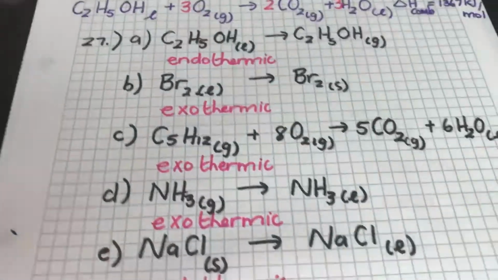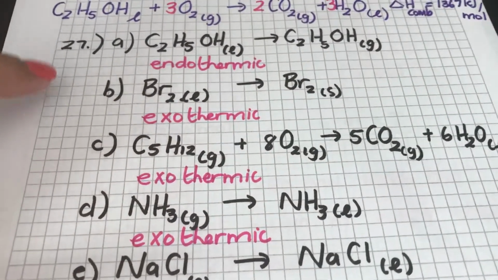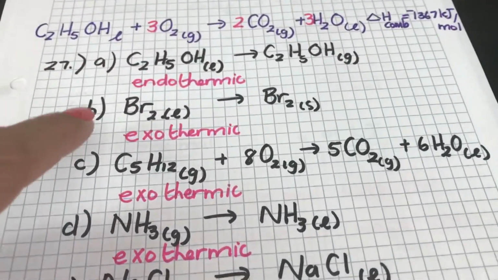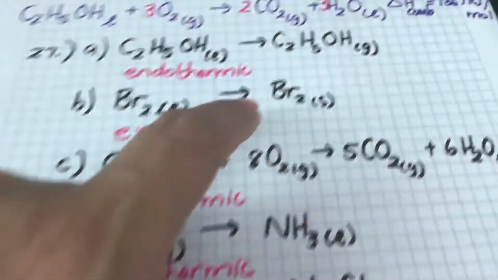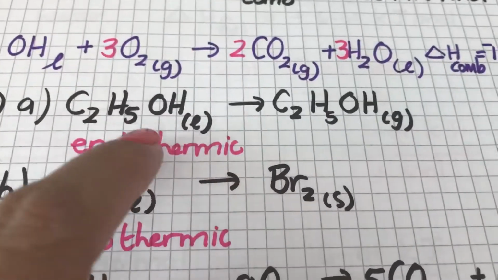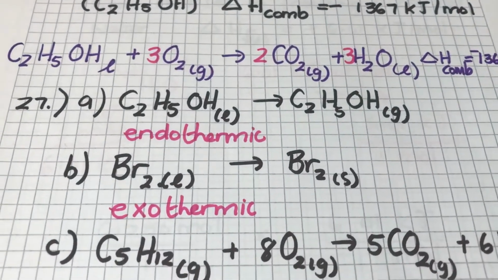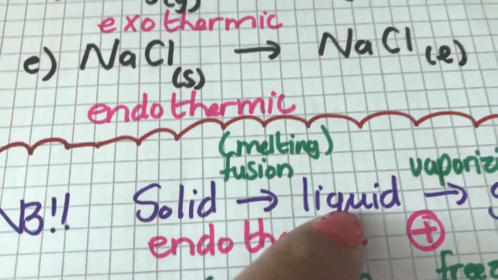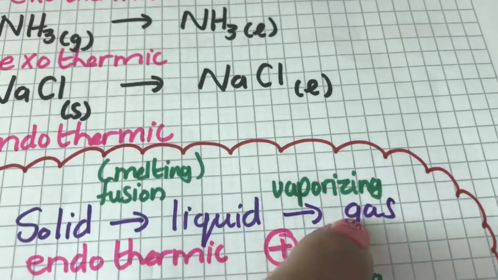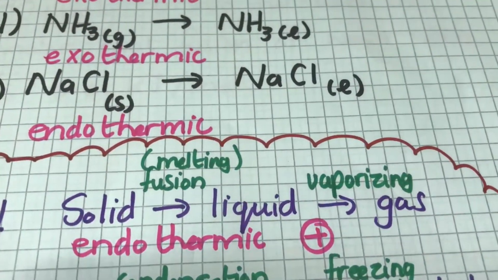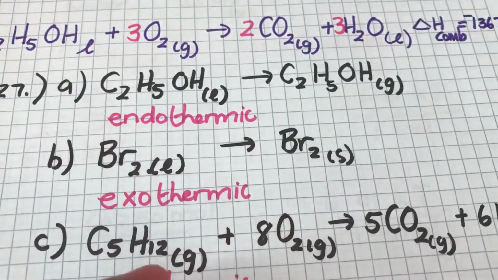The questions that were given to you, number 27, is also very simple. They want you to indicate whether it's exothermic or endothermic. So they indicate to you in the first one that this goes from a liquid state to a gas state. When something goes from a liquid to a gas, that is vaporizing. So anything that goes from a solid to a liquid to a gas is endothermic. So that means it's an endothermic reaction.